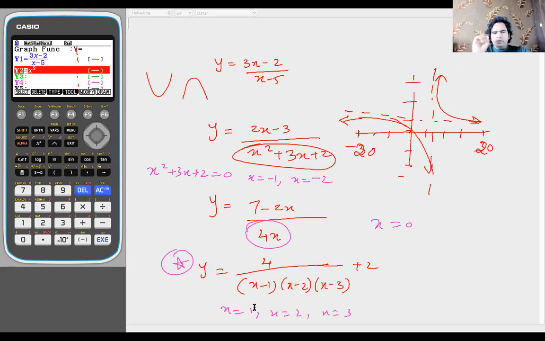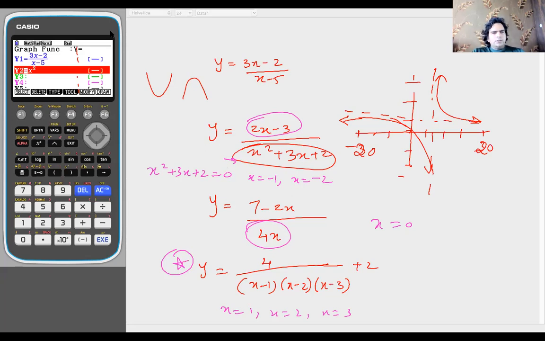Generally what happens is that if you have a rational function, and your numerator has a lower degree than the denominator, y equals 0 is always the horizontal asymptote. What I mean is, in this case, 2x minus 3 is a linear equation, and this one is a quadratic equation. 2x minus 3 is linear, which is lower degree compared to quadratic, so automatically y equals 0 is the horizontal asymptote. But in case of technology, it's always good to verify.